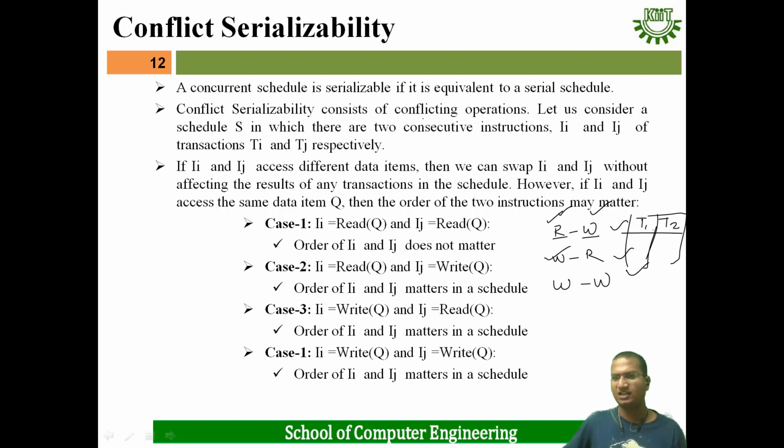Then write-read similarly: suppose write is present in transaction T1, read is present in transaction T2, in different transactions, and they are operating on the same data item. That means write A and read A. If they operate on the same data item and are present in different transactions, then it is a conflicting operation. Similarly for write-write. These are the conflicting operations.